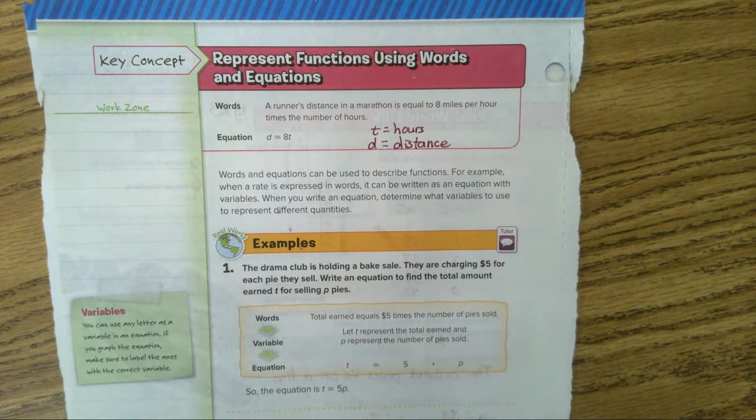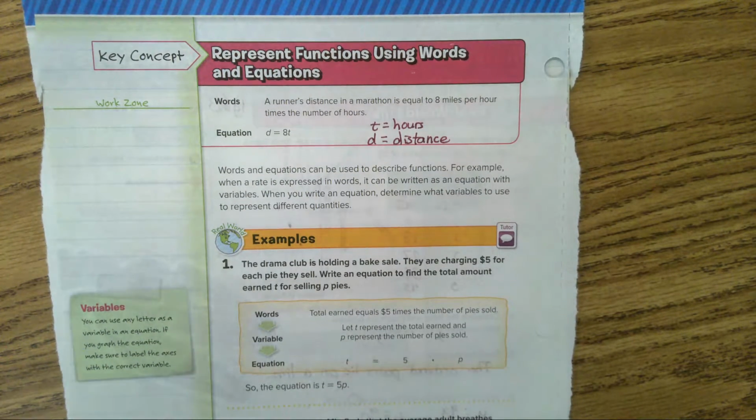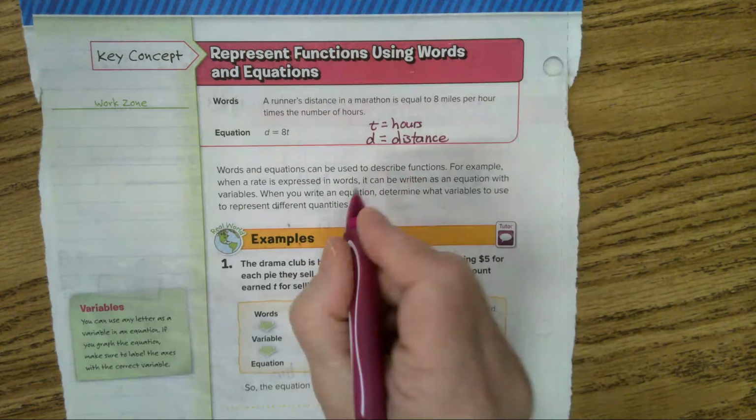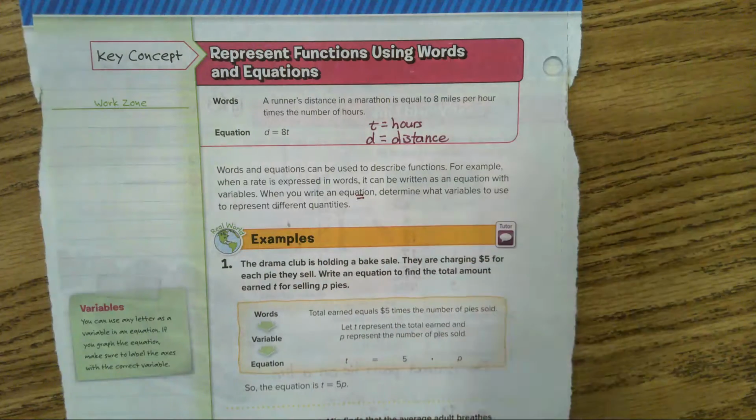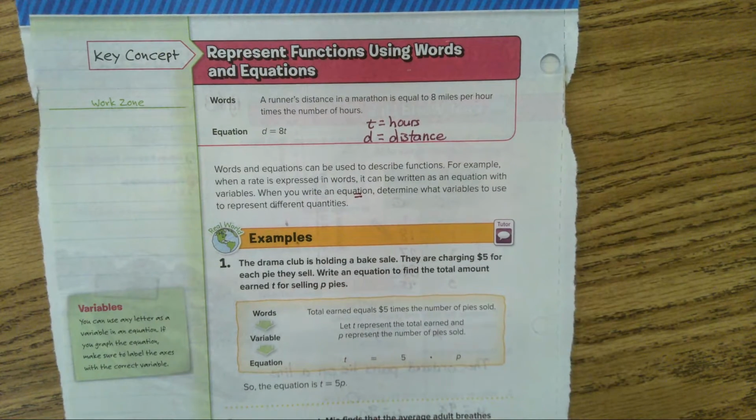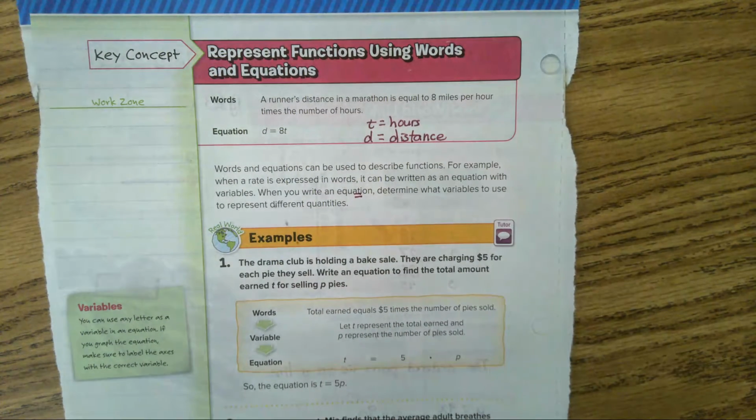It says words and equations can be used to describe functions. For example, when a rate is expressed in words, it can be written as an equation with variables. When you write an equation, now remember, equations have equal signs. Determine what variable to use to represent different quantities. We did that on our last test when we were doing equations, where you had to define the variable. You did a pretty good job at that.